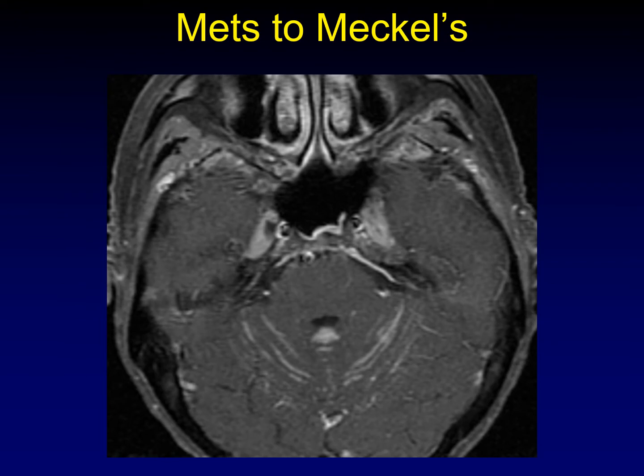There are a lot of things that can cause enhancement within Meckel's cave, and they kind of look a lot alike. So I'm going to show several examples of this. Here's metastatic disease within Meckel's cave. You can see, of course, a lot of leptomeningeal disease in the posterior fossa as well, but Meckel's cave on both sides, not filled with CSF, right? Maybe a little bit left there, but not filled predominantly with CSF, instead filled predominantly with enhancing tissue. This happens to be breast cancer metastasis to Meckel's cave.